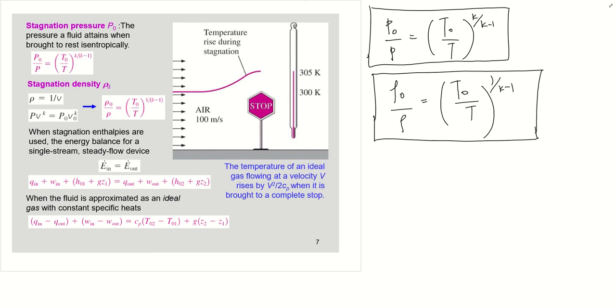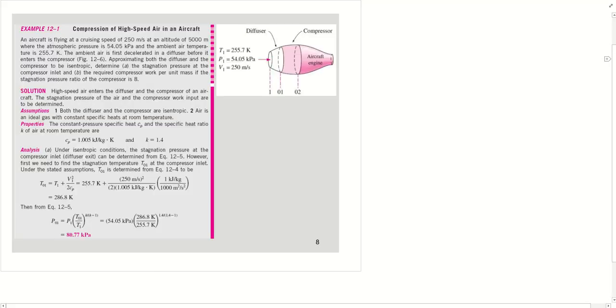Okay, you may try to solve example 12.1 in order to get familiar with the equations of state for stagnation: how to find the stagnation temperature, for example, and how to find the stagnation pressure when you have the static pressure. So you may try to solve this example.